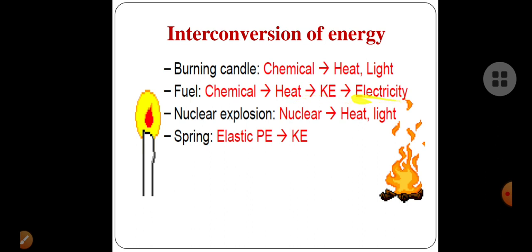Now, in some places, it is converted into electricity, like in electricity generators, where we burn coal and heat is produced, by which we boil the water, and the steam is used to produce electricity with the help of generators. Now, nuclear explosion: nuclear energy is converted into heat and light energy. In a spring, elastic potential energy is converted into kinetic energy because it moves. So we can see that some type of energy is converted into some other type of energy.